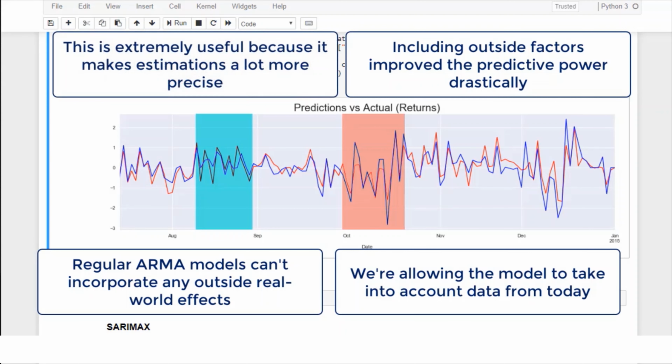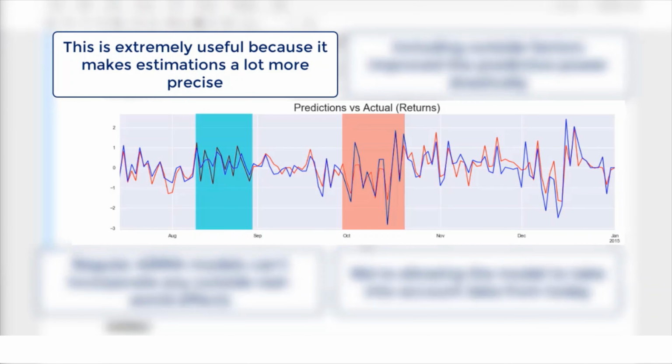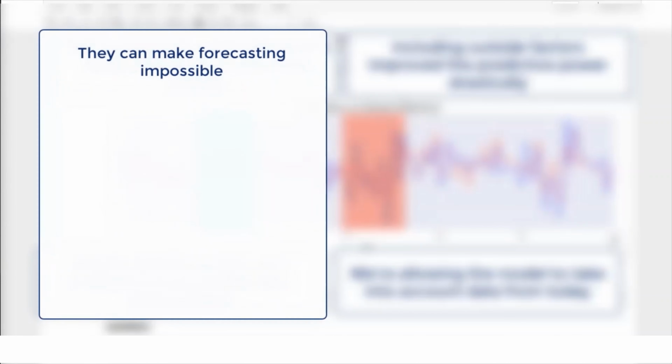This is extremely useful because it makes estimations a lot more precise, as we can clearly see. However, there is a downside to max models. Although they can greatly improve the accuracy of our predictions, they can make forecasting impossible.